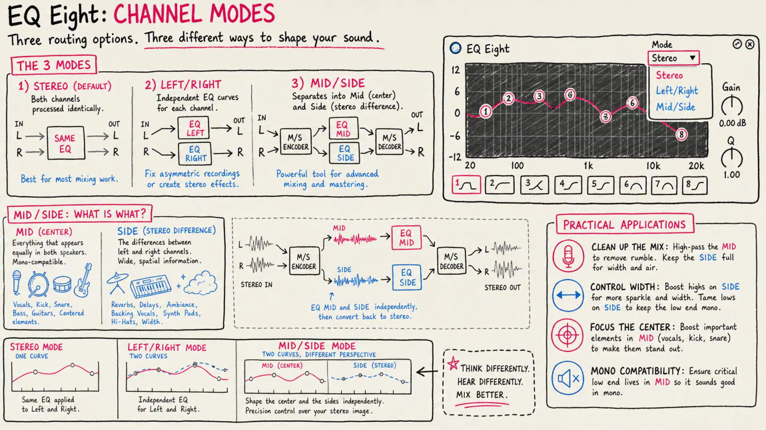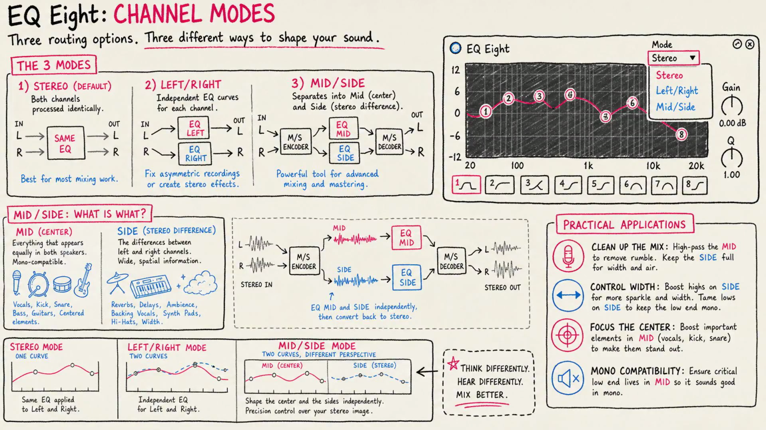Mid-side processing applications. The mid-channel contains everything that appears equally in both speakers, typically vocals, kick, snare, bass, and other centered elements. The side channel contains the stereo difference: ambience, reverb tails, wide synths, and panned elements.